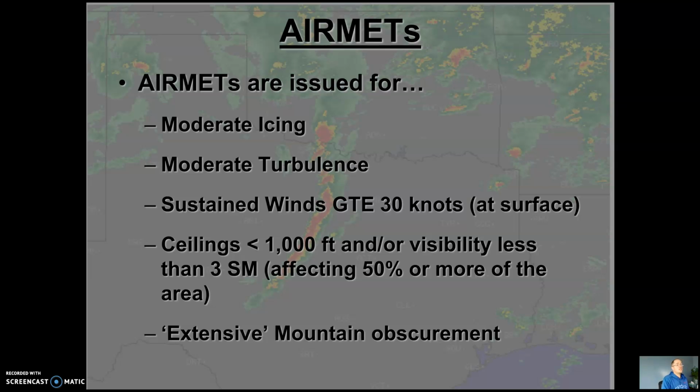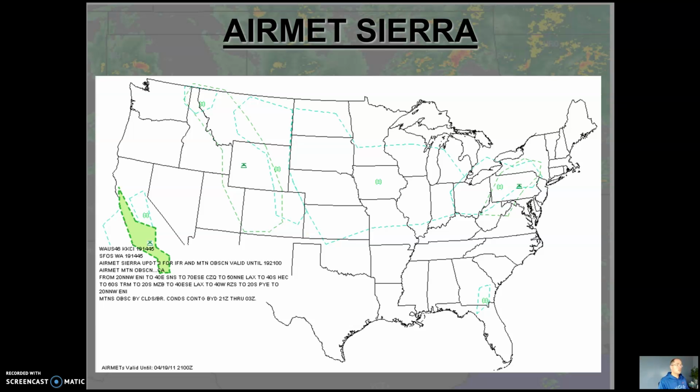We talked at the end of class on Monday about AIRMETs. Here we go again with the criteria that will be the basis for the issuance of an AIRMET, so moderate icing and turbulence, and then things related to strong surface winds, low ceilings that are extensive, as well as obscuration of mountain peaks. And so we ended with this slide, the idea of how these look in terms of appearance. You see a small one here highlighted along the coast, at least relatively small, here for IFR and mountain obscurations in California. Mountains obscured by clouds and mist, conditions continuing beyond 21Z through 3Z.